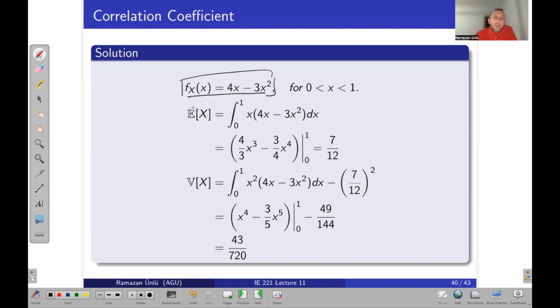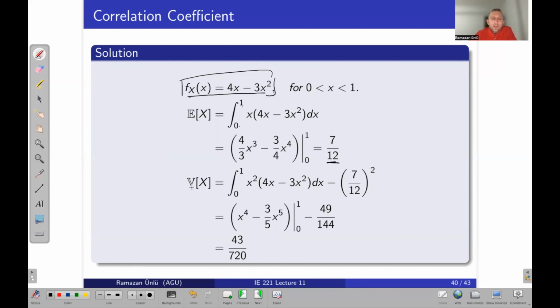So to calculate the expected value of x, we need to integrate x times the marginal PDF of x over the domain between 0 and 1. And if you do the same integration, you will get 7 over 12. Okay, so these are the simple things, so I will just skip them.